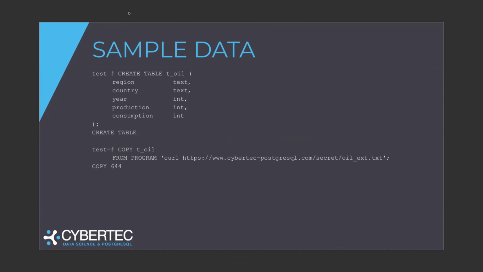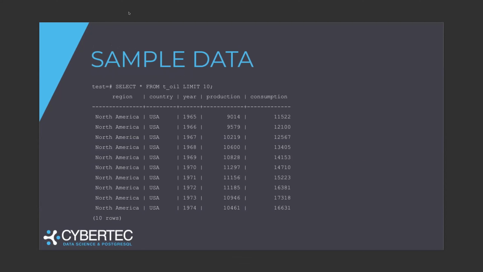We got data for a couple of regions, a couple of years, et cetera. Let's look at the sample data here. What we got here is a couple of rows for United States from 1965 onwards, all the way up to, I believe, 2005 or so. It's super important to give a bit of an understanding of this data.